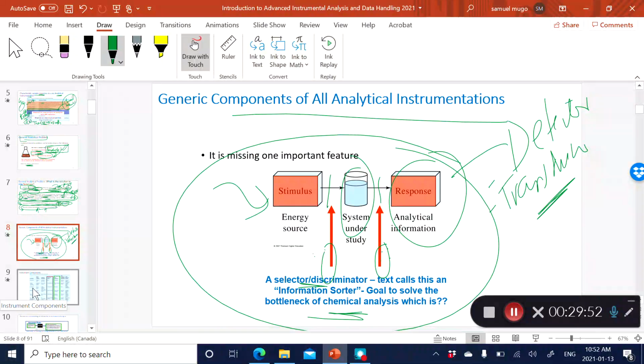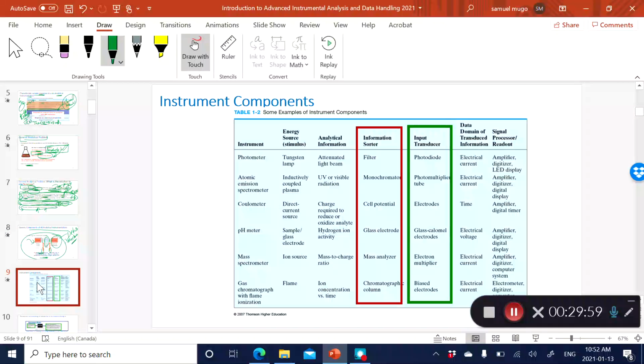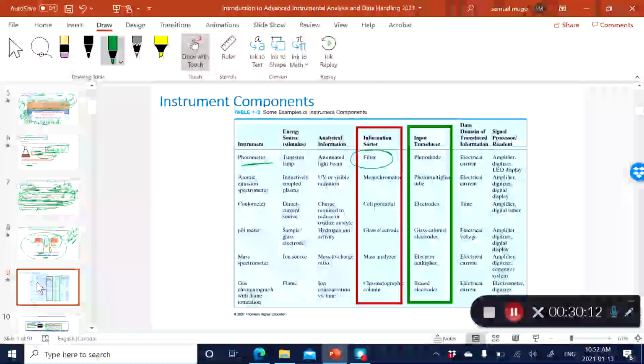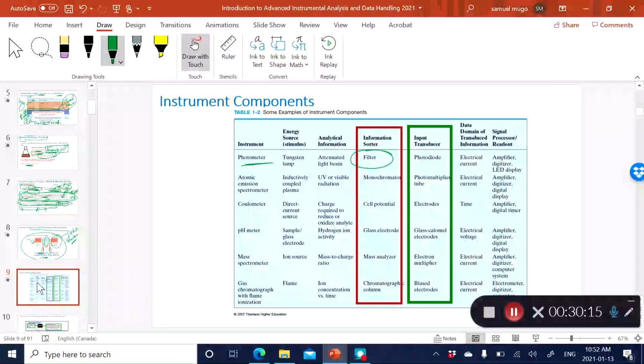So for different types of instrumental methods, what are the information sorters? For example, assume you've got a spectrophotometer: the information sorter in that case would be a filter. And of course, the idea of the filter in this case is only allowing selected wavelengths to impinge on the sample, and not the entire white light. And later on, we're going to discuss why that's a big deal.